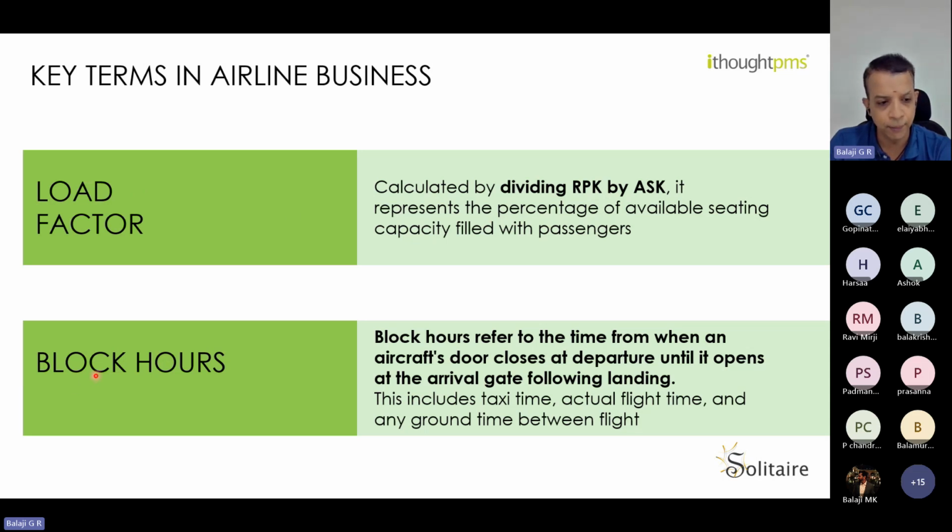And finally, something called block hours, again a new term for most of us, basically refers to the time from when an aircraft door closes at departure until it opens at the arrival gate. So basically taxiing time, flight time, and the ground time. The higher the block hours, the better for the organization because the asset is productive. The lower the block hours, it's bad. So given all four parameters, we now have a basic understanding.